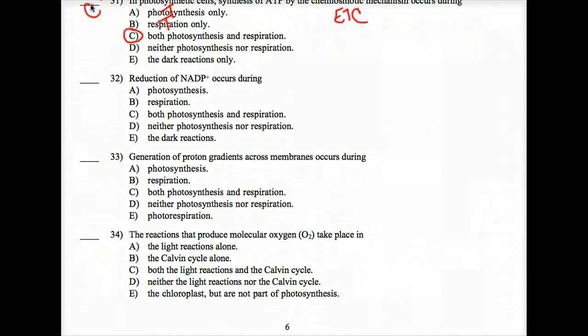Anyway, 32. Reduction of NADP+ occurs during... NADP+ reduced is NADPH. So that is what I'm doing, I'm adding a hydrogen. When does that happen? It happens during photosynthesis. It cannot happen during respiration because remember, NADP only happens during photosynthesis. And it's not going to happen during the dark reaction. It happens during the light reaction, in photosystem 1. So that's A.